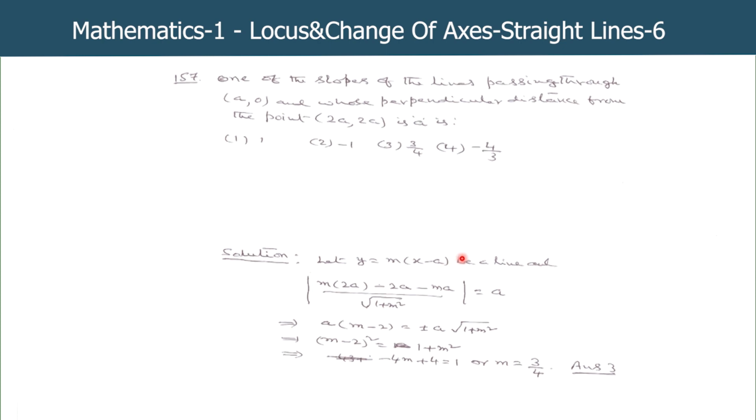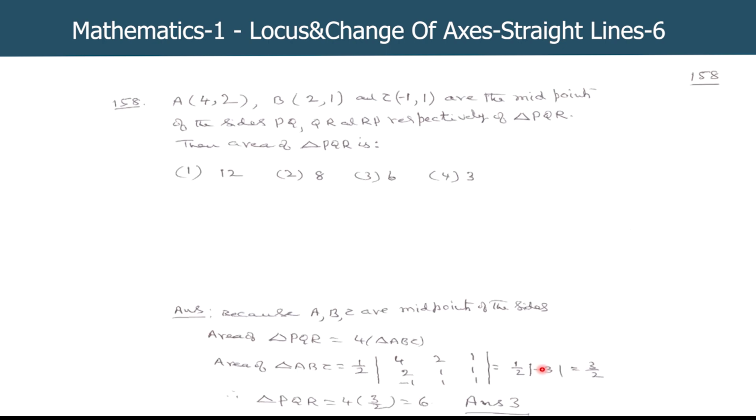Now, the distance of this line from (2a, 2a), m into 2a minus ma by square root of 1 plus m square, this distance is given to be a. So, if you simplify that, you will have m is equal to 3 by 4. And the other one is a vertical line, which has slope infinity. You will get two cases, with one sign the slope m value is 3 by 4, and with the other sign, you will take m is equal to infinity. That means a vertical line. So, that is why it was one of the lines. So, the correct option is option number 3.